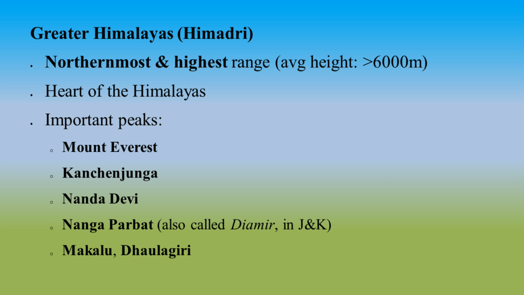Greater Himalayas or Himadri. The northernmost and highest range is the Greater Himalayas, also known as Himadri. These peaks often rise above 6,000 meters. This range is considered the heart of the Himalayas. It consists of some of the world's largest peaks like Mount Everest, Kanchenjunga, Nanda Devi, Makalu, Dhaulagiri, and Nanga Parbat, also known as Diamir, located in Jammu Kashmir.